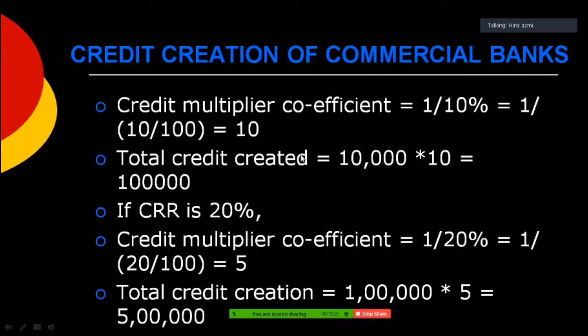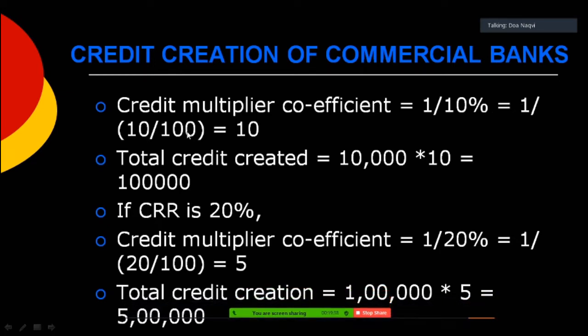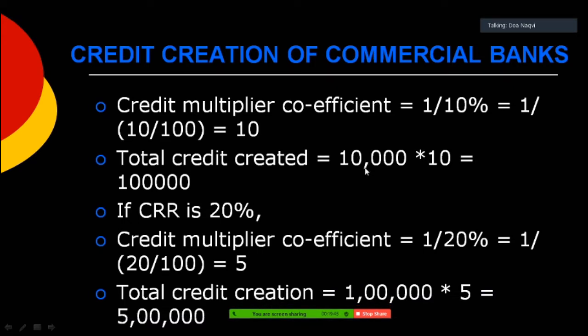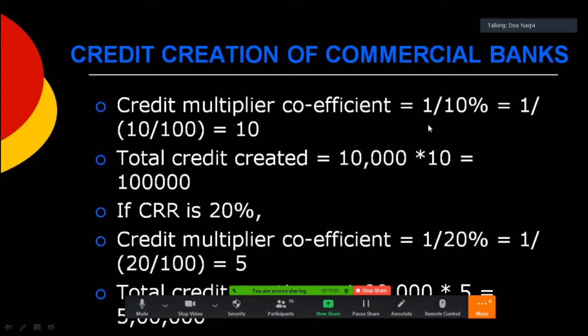So credit multiplier coefficient, if the CRR is 10%, is 1 upon 10%, or we can say 1 upon 10 upon 100, that is 1 upon 0.1, that is equal to 10. So total credit creation will be 10,000 in case the original amount is 10,000, then into 10, that is 1 lakh rupees.